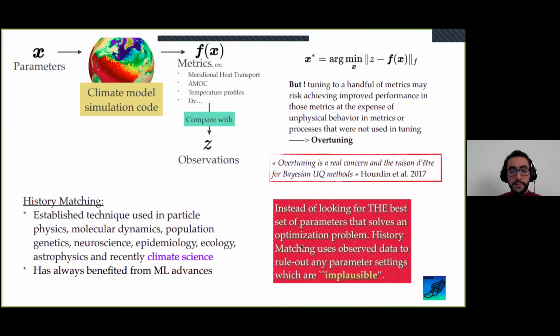If you want just one message to take with you from this presentation about history matching, it is the following. There is a different philosophy using history matching in contrast to pure optimization or pure calibration. Instead of looking for the best set of parameters that solves an optimization problem, history matching will use the observed data to rule out any parameter settings which are implausible. Instead of finding one good one, we will actually remove the bad ones and keep a bunch of good ones, okay?